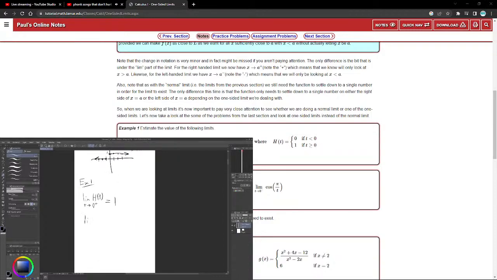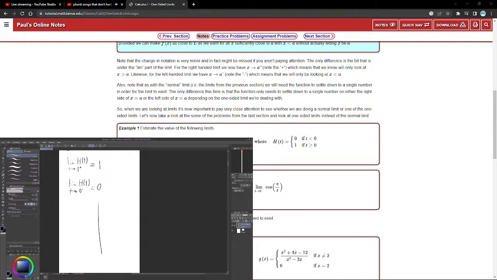And for the other one, the limit of h of t as t approaches 0 with the negative, that's going to be 0, because when t is less than 0, it equals 0.